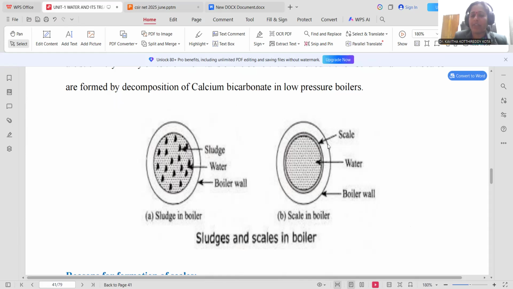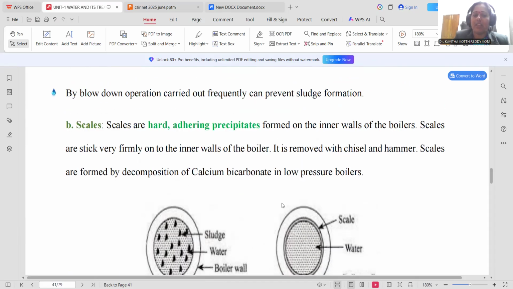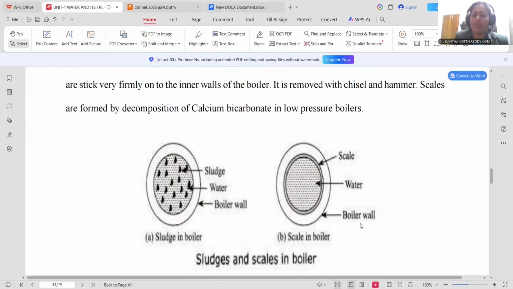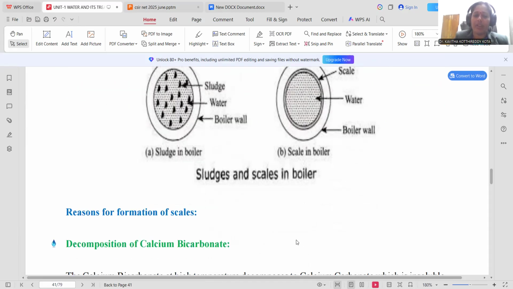But scale, if you observe, is firmly bonded on the surface. It forms a very thick layer on the surface of the boiler, and even by scratching it is very difficult to remove. Those are called scales. Being hard and strongly adhering materials, that's the reason why scales are very difficult to remove, right? So this is the way a layer is generated on the surface of the boiler because of the continuous boiling of this water, that is called a scale, right?